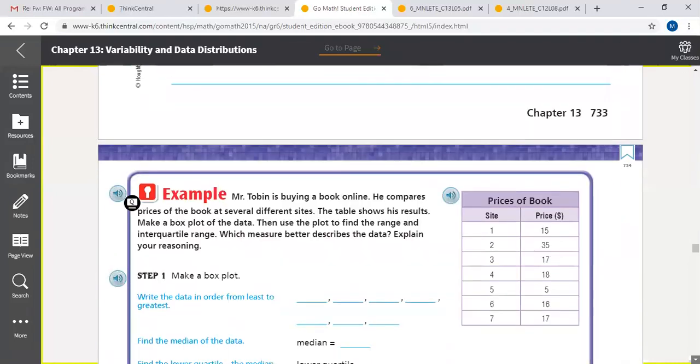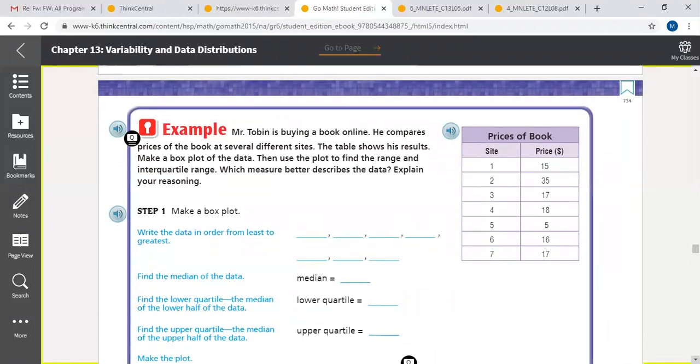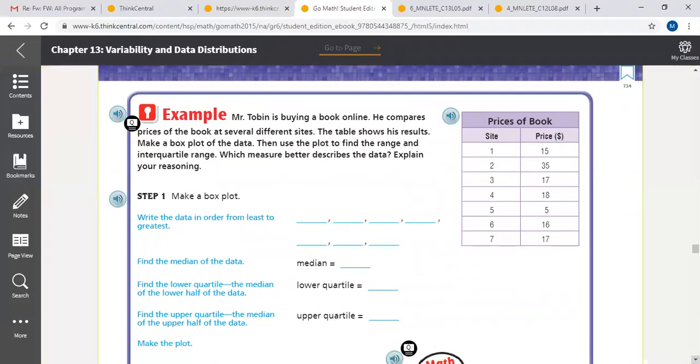Example 2. Mr. Toppin is buying a book online. He compares prices of the book at several different sites. The table shows his results. Make a box plot of the data, then use the plot to find the range and the interquartile range. Which measure better describes the data? Explain your reasoning.